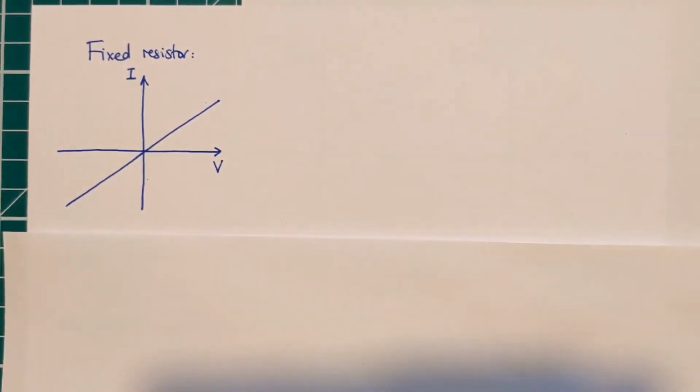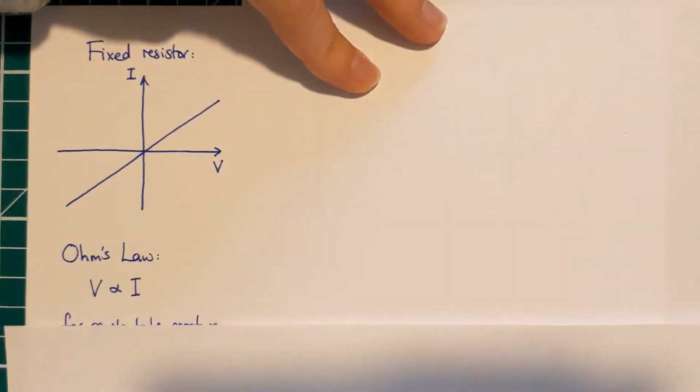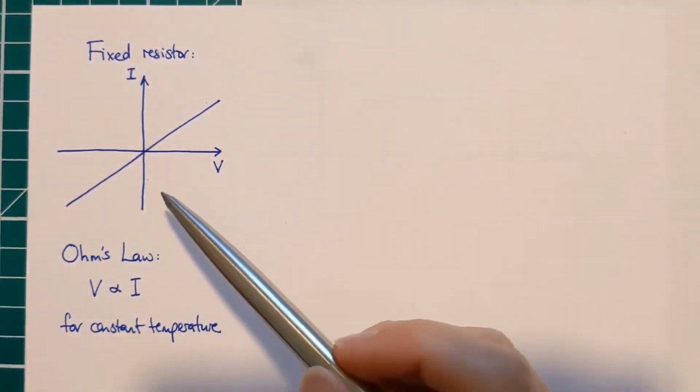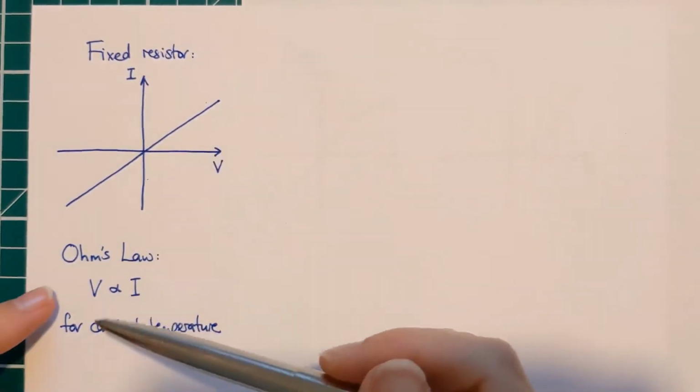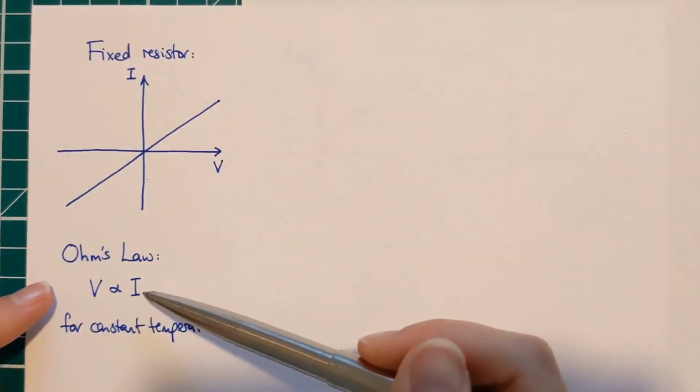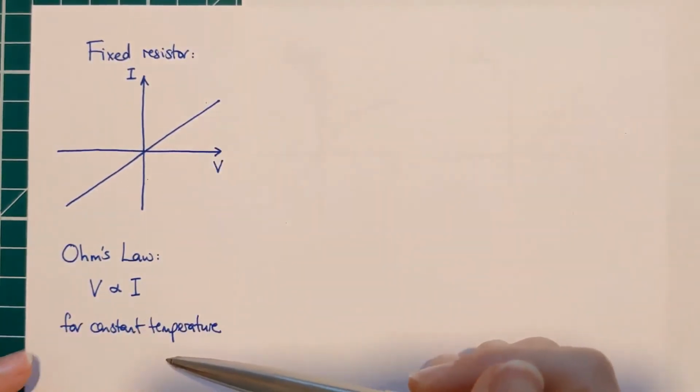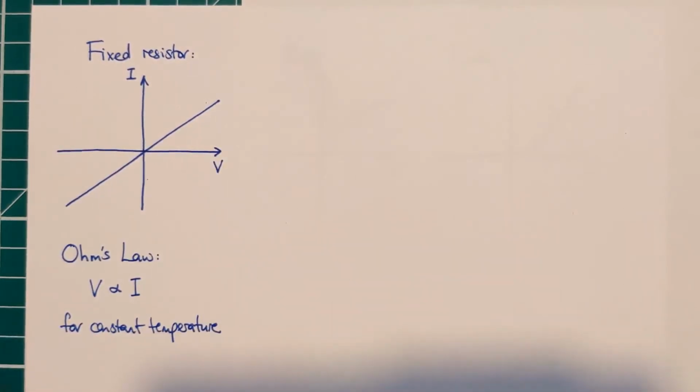This is actually quite special, and it's called Ohm's law. A resistor obeys Ohm's law when the voltage across it is directly proportional to the current, as long as the temperature stays the same. Other components do not behave this way.